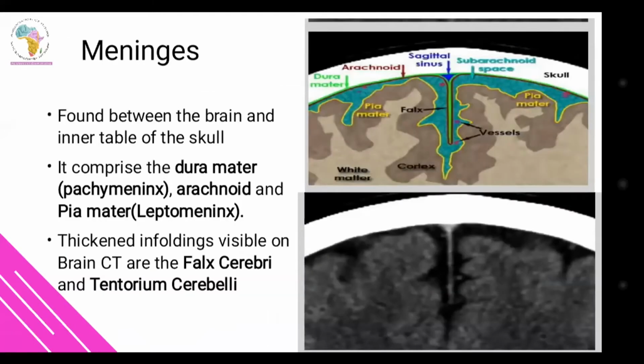Now, let's talk a little bit about the meninges. So the meninges, as we all know, there are three of them. From superficial to deep, you have the dura mater to the pia mater. And not only that, you can also have thickened infoldings of the meninges, which form what we call the falx cerebri and the tentorium cerebelli, as you can see here.